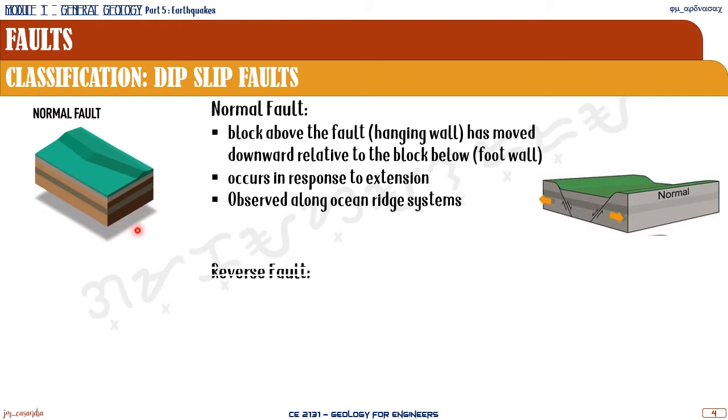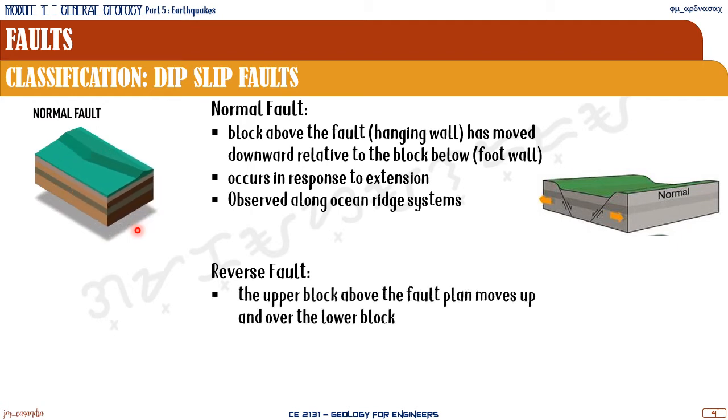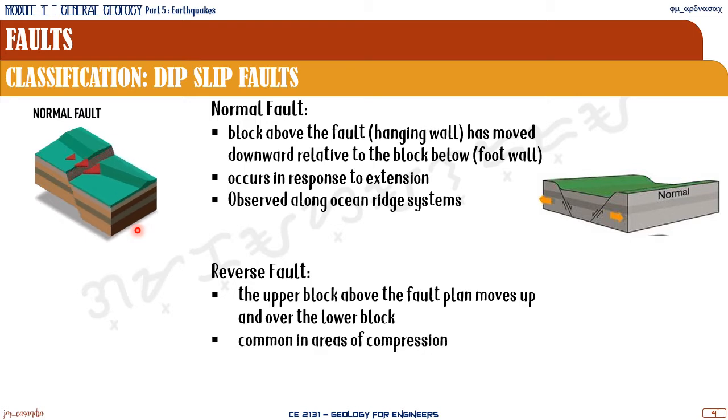Okay. So next we have your reverse fault. So from the name itself, reverse, it is simply the reverse or the opposite of a normal fault. So instead of the block above or your hanging wall moving downwards, the upper block now will be moving up and over your lower block. Okay, so the reverse fault will now be usual in areas of compression. So this will be basically more evident on converging boundaries.